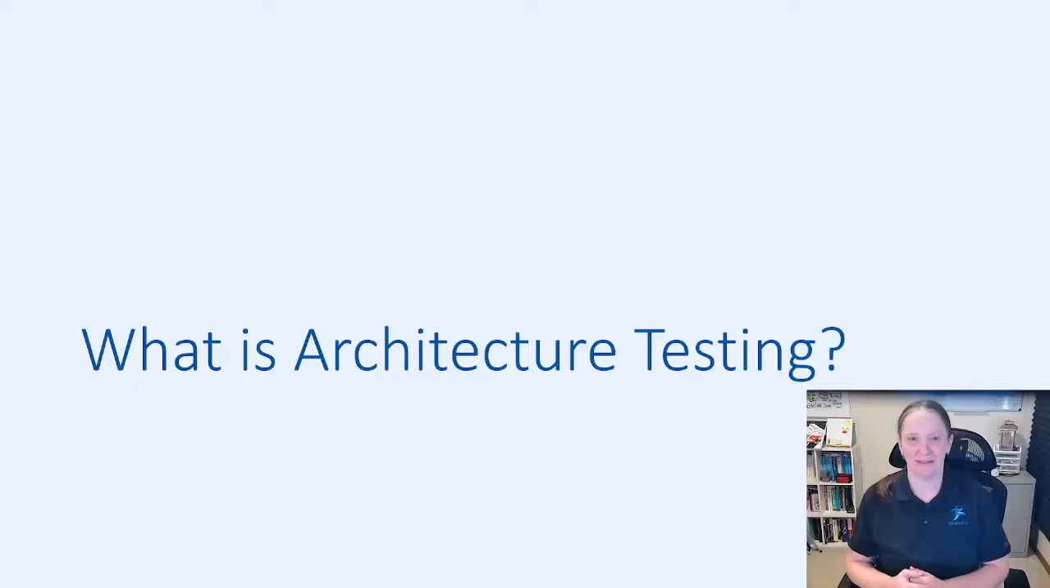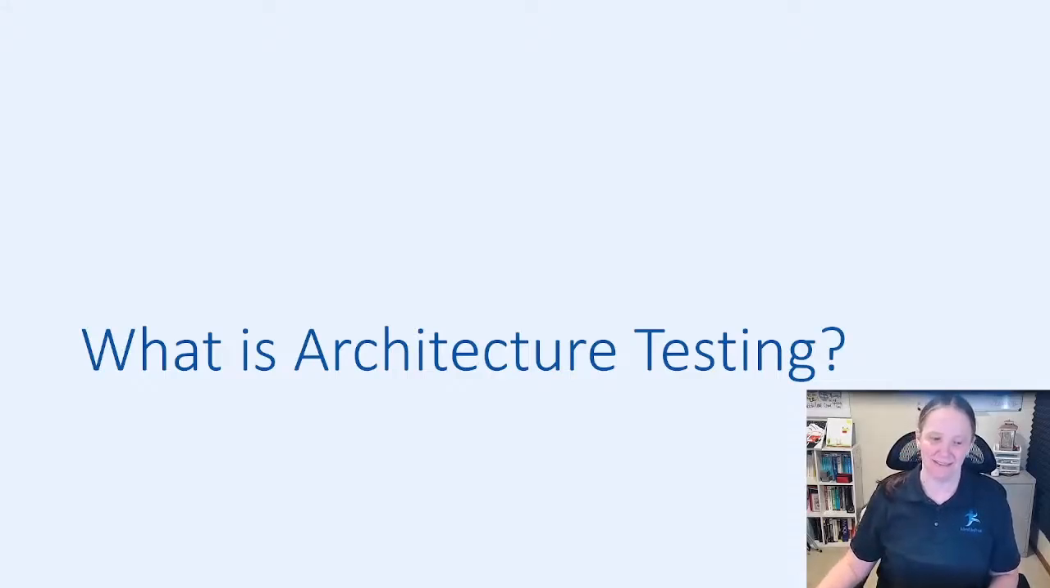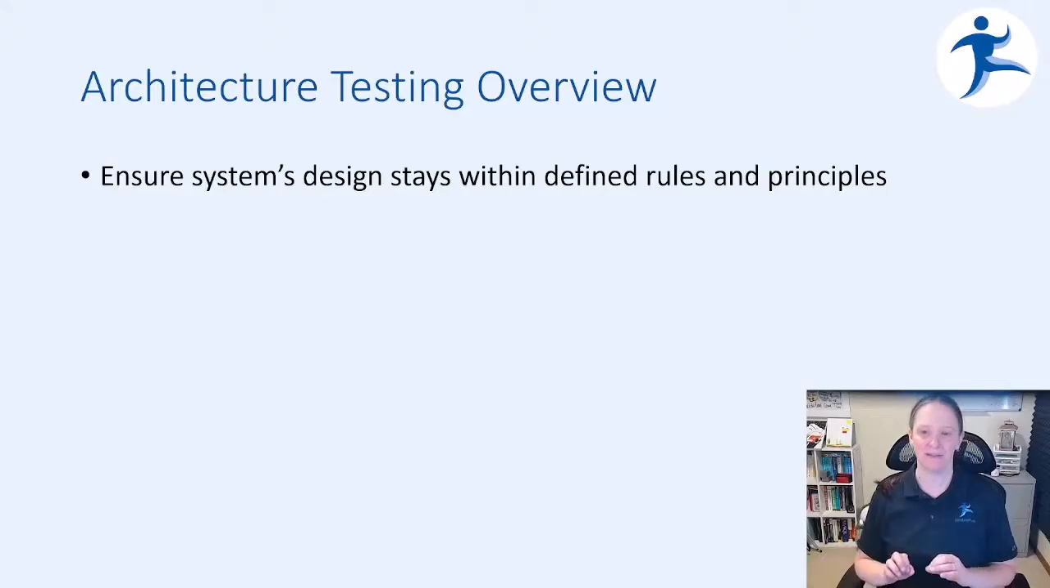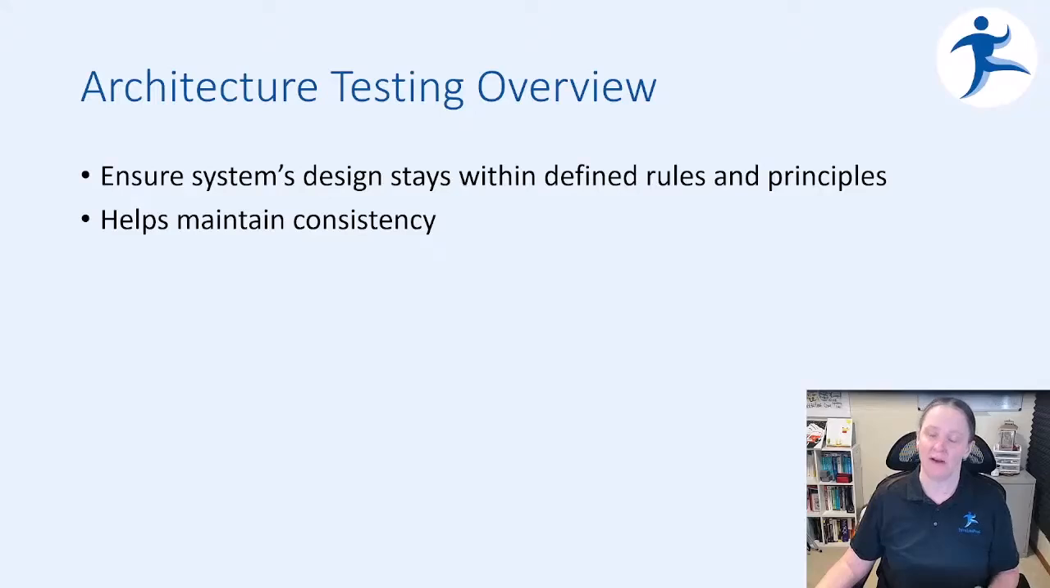Okay, so before we get into the code, let's talk about what architecture tests are. They're a way to make sure that the system you're designing architecturally maintains your architectural decisions in the code and that they're being carried through. With architecture testing, you set those rules and principles and then make sure they're actually getting enforced. Now, that said, why would we want to do this?